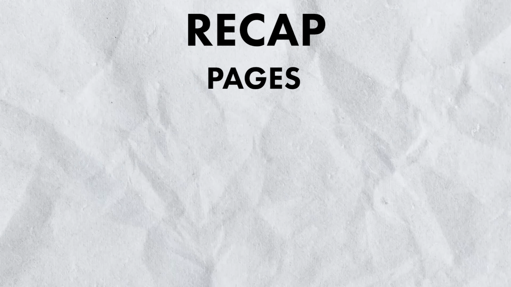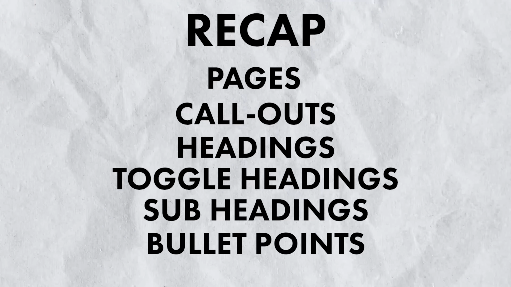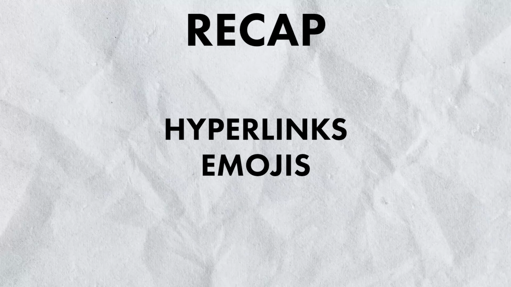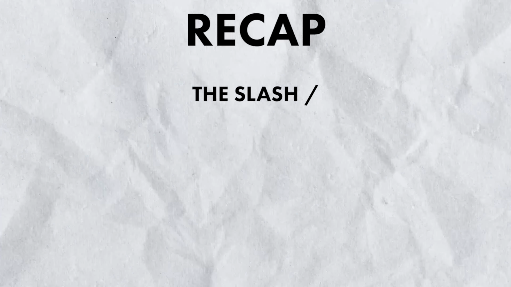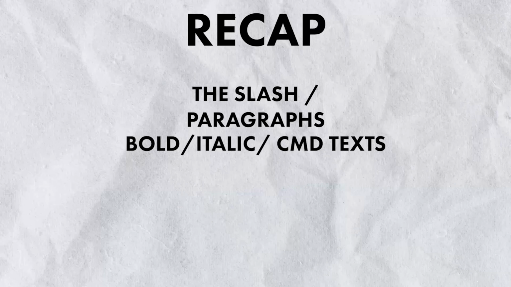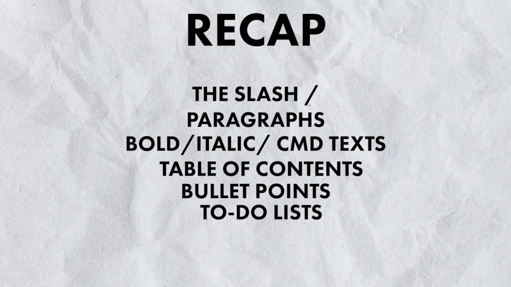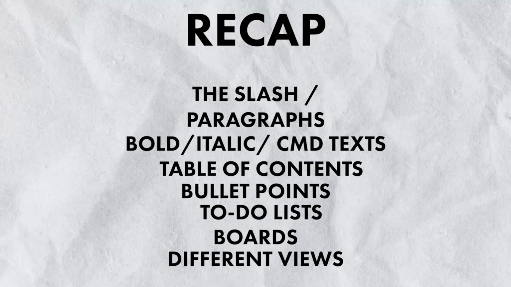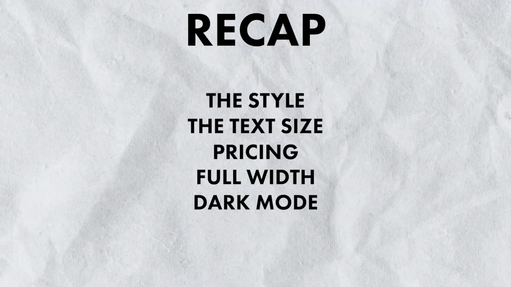But yeah, so I went over pages, callouts, headings, toggle headings, subheadings, bullet points, hyperlinks, emojis, commands like Command Shift P, Command Shift F, Command Shift H, and the slash that can show you everything you need. I went over paragraphs, bold, italics, command line text, table of contents, bullet points. What else did we go over? We went over to-do lists, creating a board, the different views, the style, the text size, pricing, full width, and dark mode, of course.